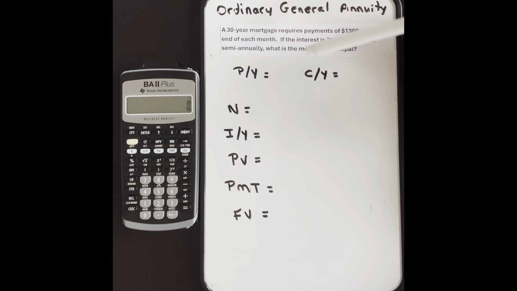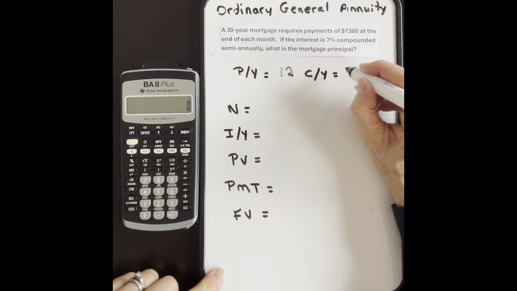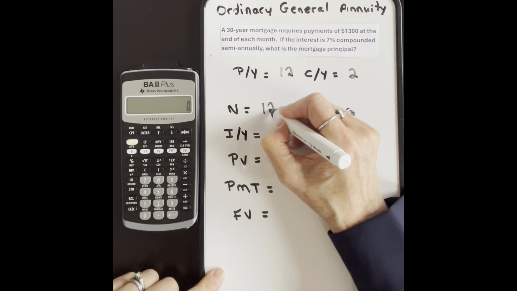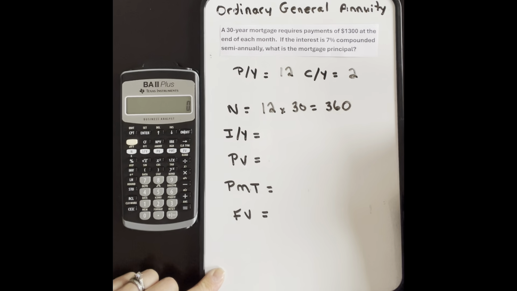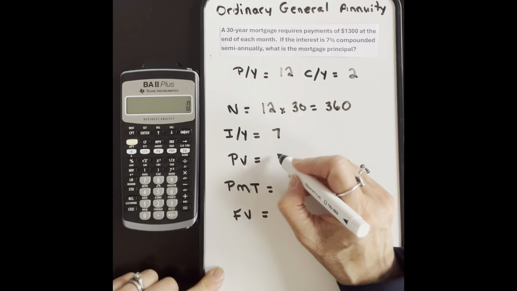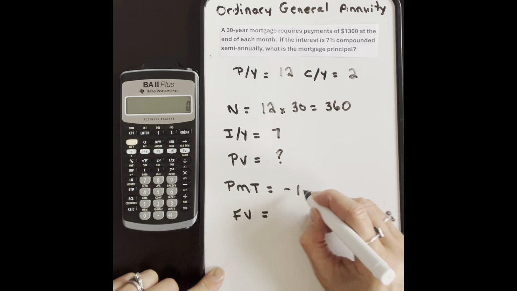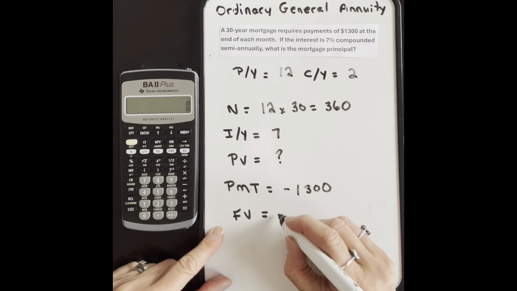Now let's take a look at how much easier this calculation can be using our business analyst calculator. To start with, we're going to fill all these values out and then we'll enter them into our calculator. So the payments per year, if we're making payments each month, will be 12. If it's compounded semi-annually, there are 2 compound periods per year. N is the total number of payments, so there's 12 per year times 30 years, which would be 360. The interest rate is 7%. We're finding present value, the mortgage principal. The payment amount is $1,300 and we make that negative, and the future value once the mortgage has been paid off will be 0.